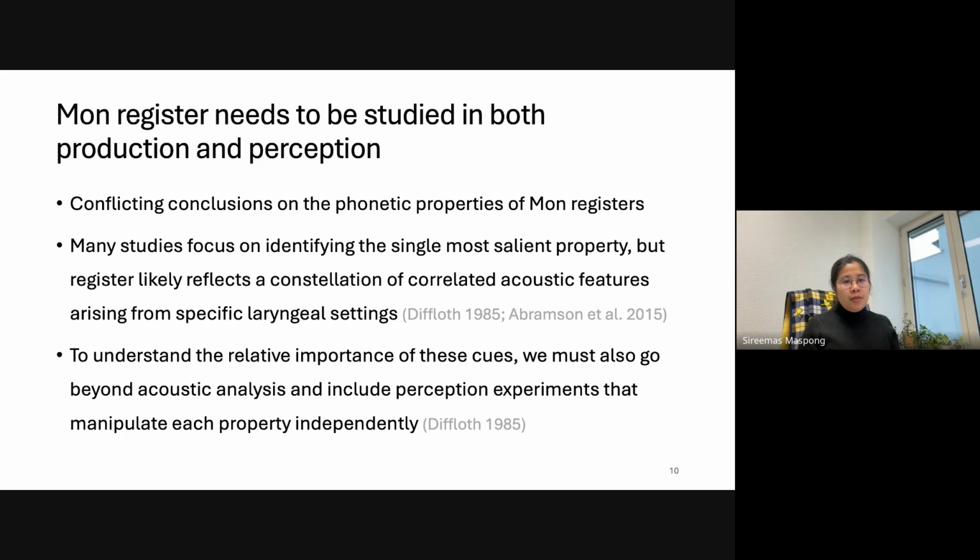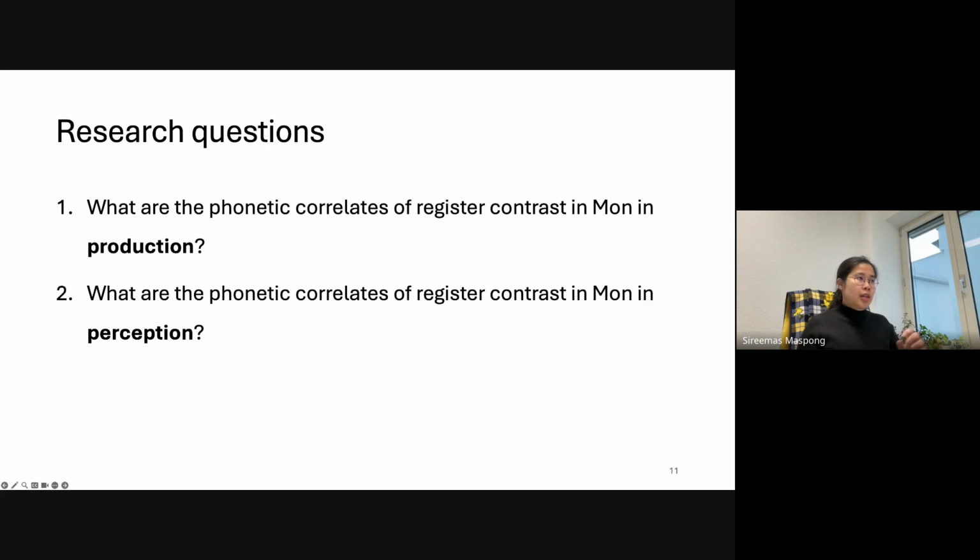And moreover, in terms of perception, to understand the relative importance of these cues, we must also go beyond acoustic analysis and include perception experiments that manipulate each property independently, to understand it further. So coming to our research questions, we have two main research questions.